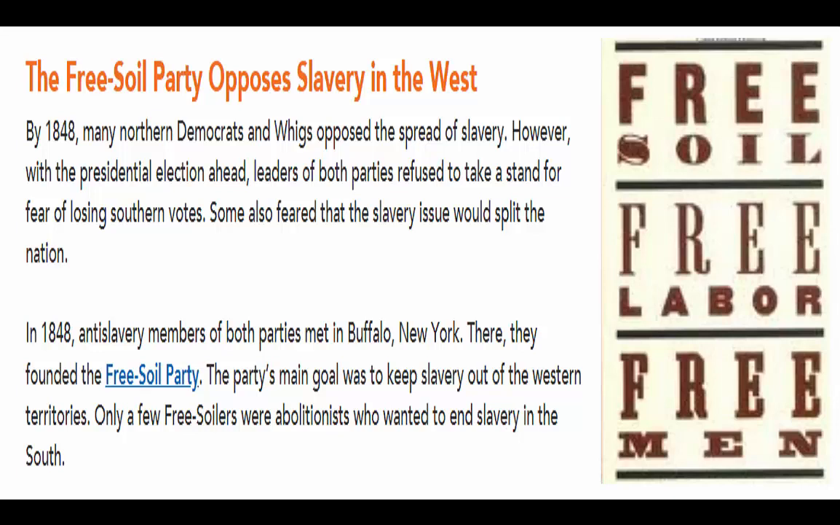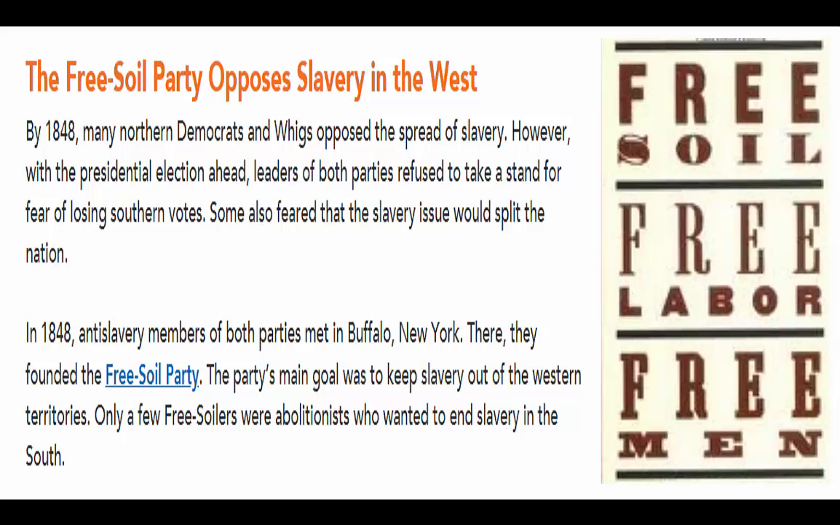In 1848, anti-slavery members of both parties met in Buffalo, New York. There, they founded the Free Soil Party. The party's main goal was to keep slavery out of the Western territories. Only a few Free Soilers were abolitionists who wanted to end slavery in the South.